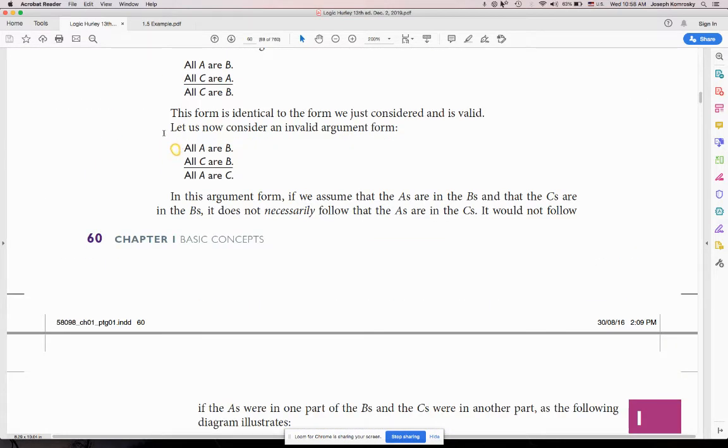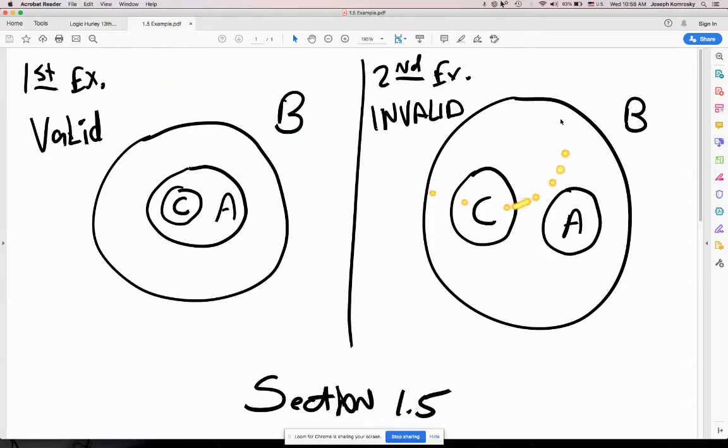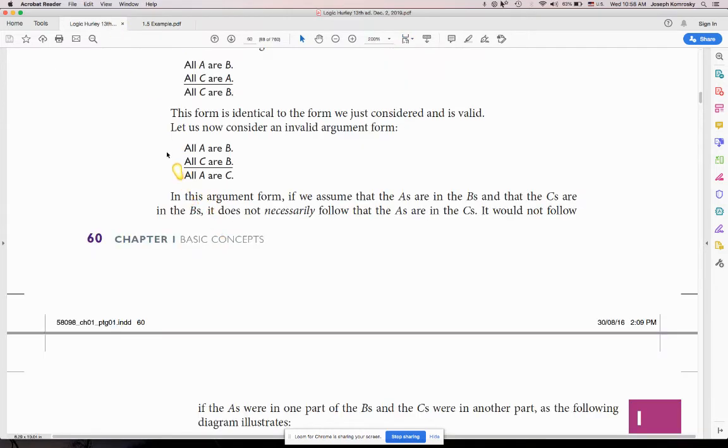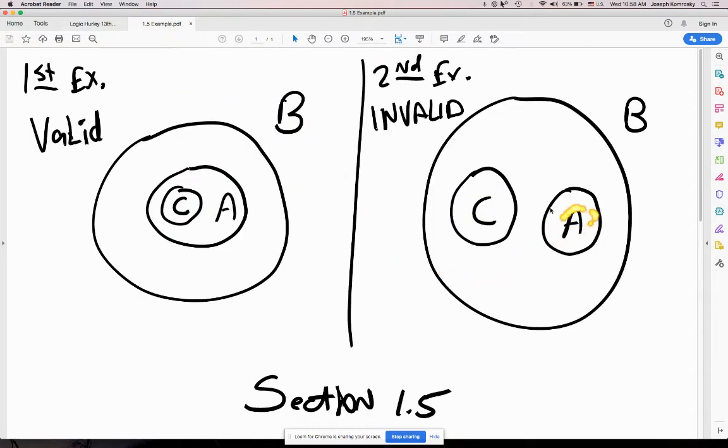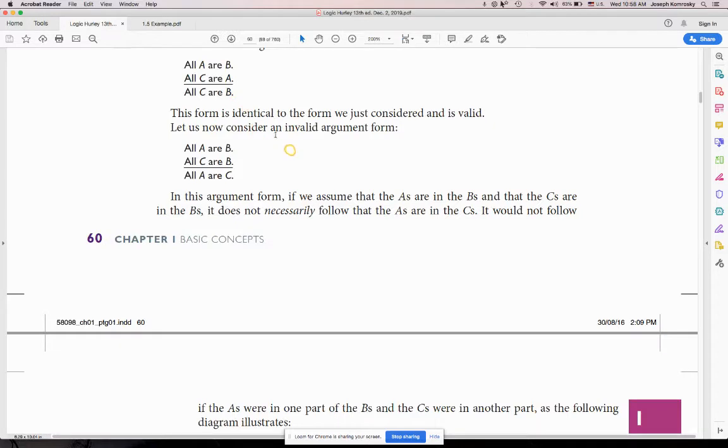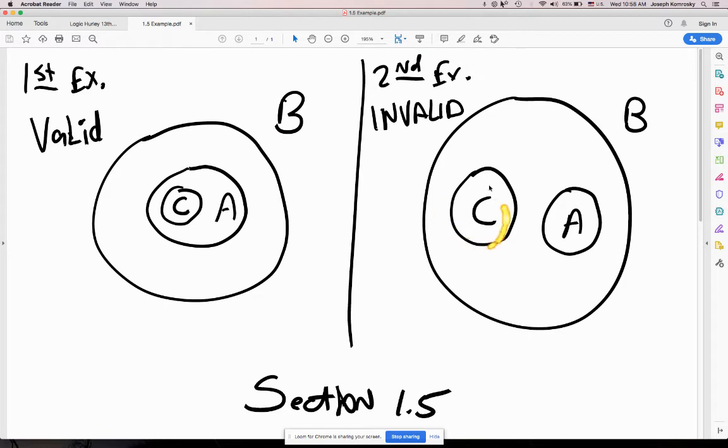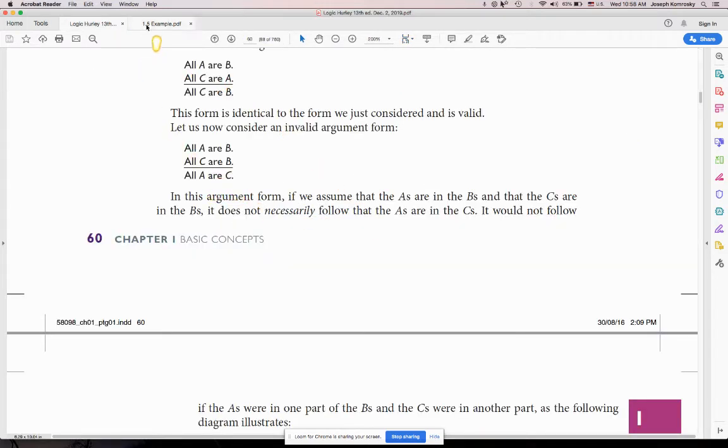Right here. All A are B, all C are B, all A are C. It doesn't really matter what these are. We can go to our circle chart over here. So again, premise one, all A are B. Okay, I have an A circle inside of a huge B circle. No problem. Premise one, got it. Two, all C are B. No problem. I got a little C circle inside my huge B circle. No problem. And then conclusion, all A are C.